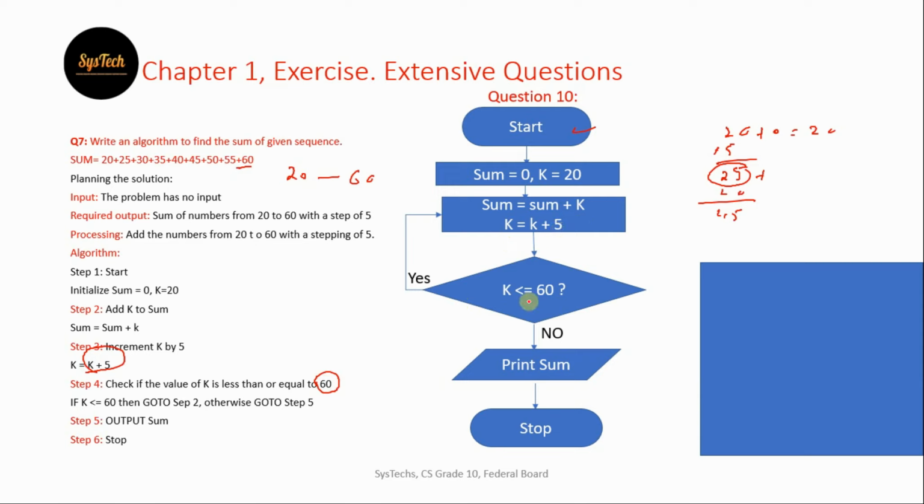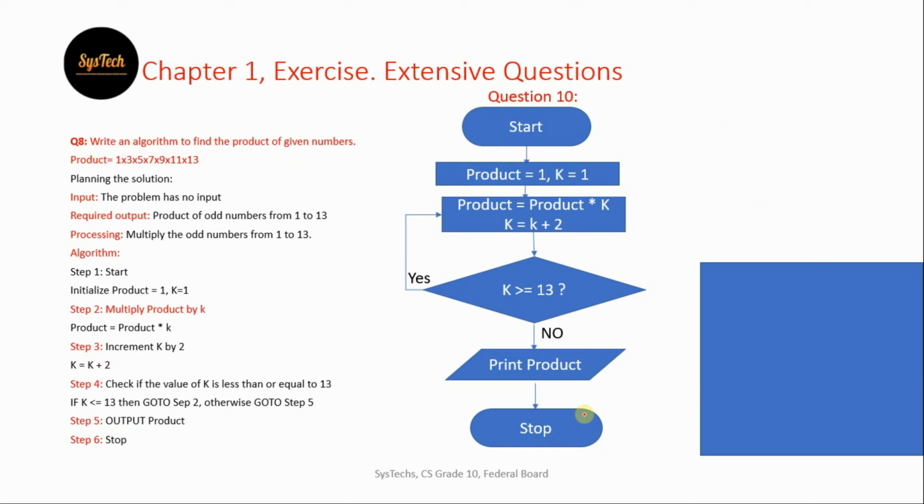The moment k becomes greater than 60, what will happen? Our statement will become false, okay? And again the repetition will end. And the next step will be performed, and the next step is output the sum, print the sum, and finally stop your flowchart. This is the result of your problem.